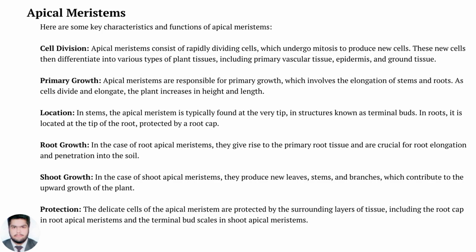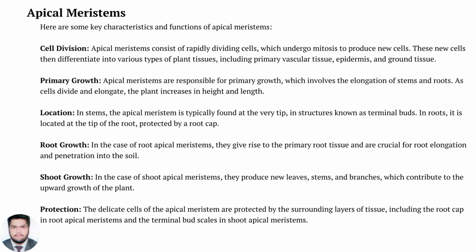Root growth. In the case of root apical meristems, they give rise to the primary root tissue and are critical for root elongation and penetration into the soil. Shoot growth. In the case of shoot apical meristems, they produce new leaves, stems, and branches which contribute to the upward growth of the plant.